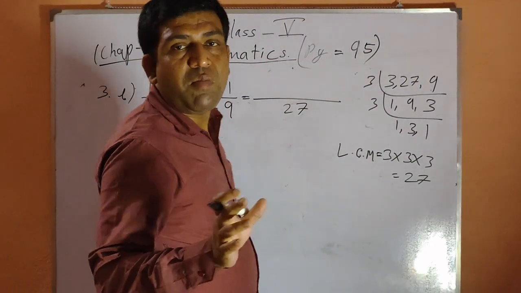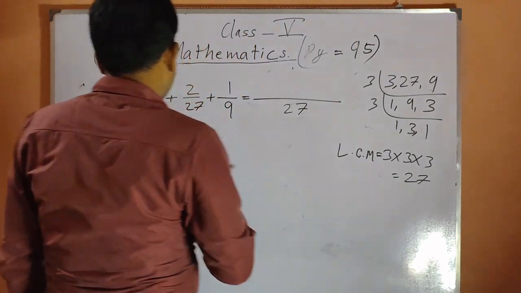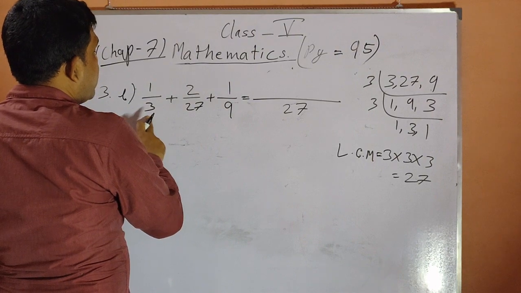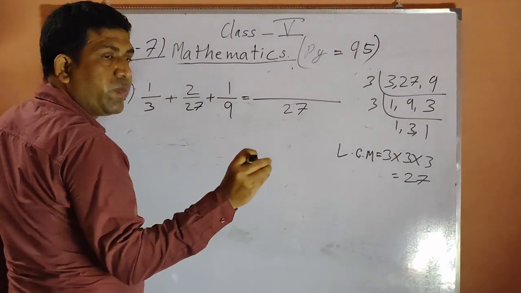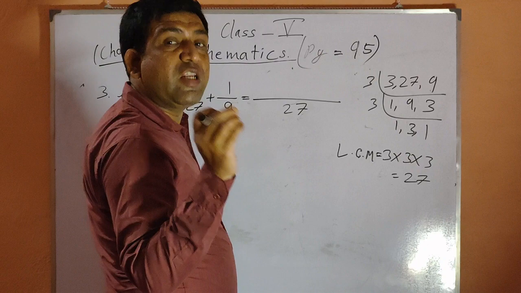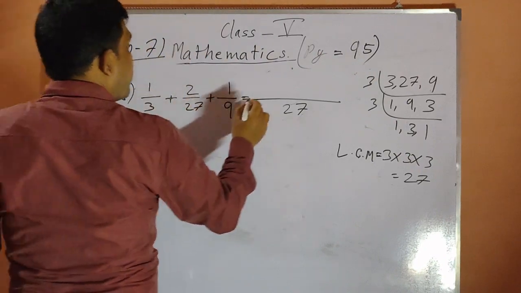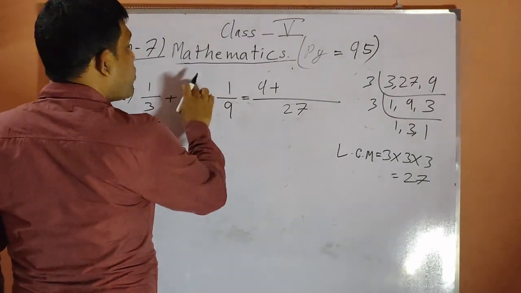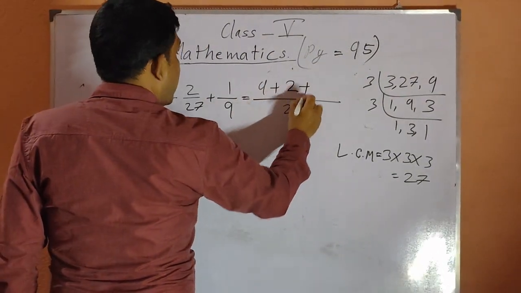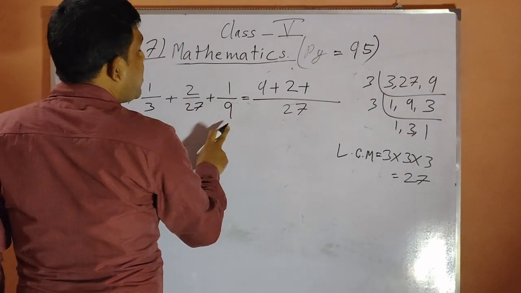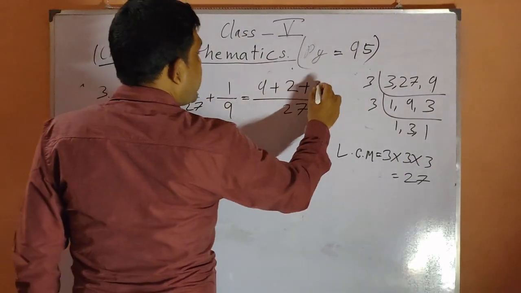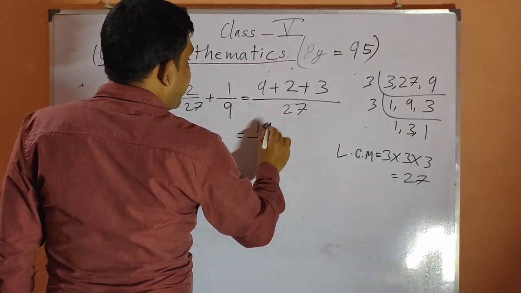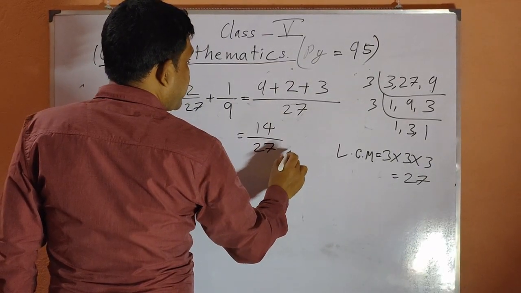This is the sum of the fractions. Then 27 divided by 3, you get 9. This should be multiplied with the numerator. 9 into 1, 9, plus 27 divided by 27, 1, 1 into 2, 2, plus 27 divided by 9, 3, 3 into 1, you get 3. That means 9 plus 2 is 11, plus 3 is 14. 14 by 27.